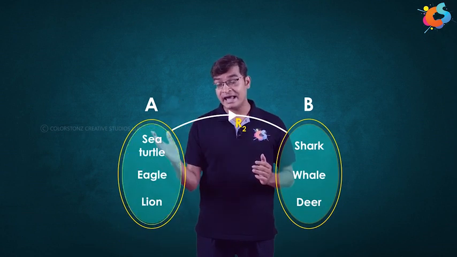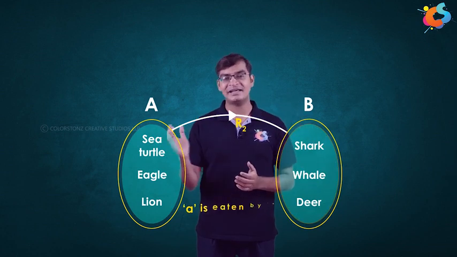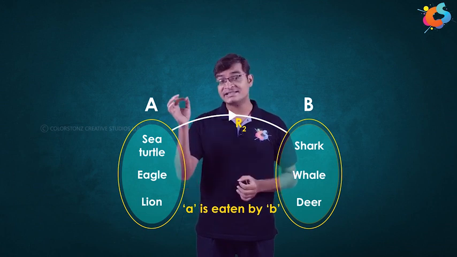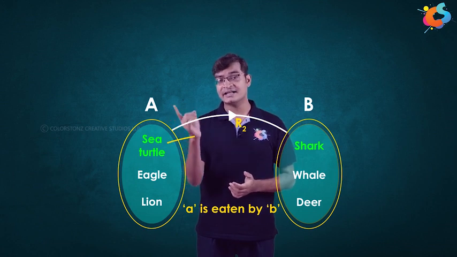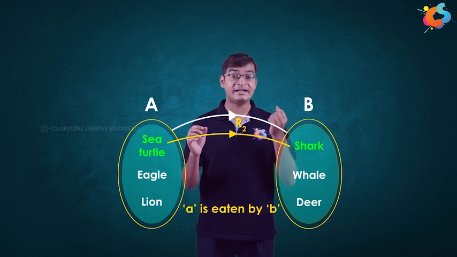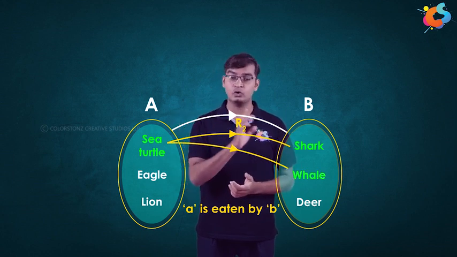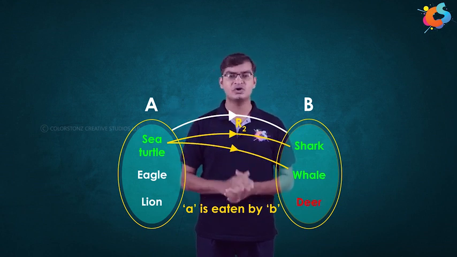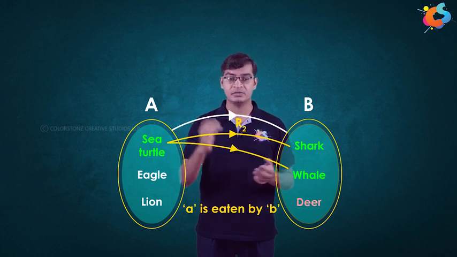So set A element is mapped to set B element if set A element is eaten by set B element. So now, is sea turtle eaten by shark? Yes. So therefore, sea turtle will be mapped to shark. In the same way, is sea turtle eaten by whale? Yes. So therefore, sea turtle is mapped to whale. Sea turtle is not eaten by deer. So therefore, there won't be any mapping from sea turtle to deer.